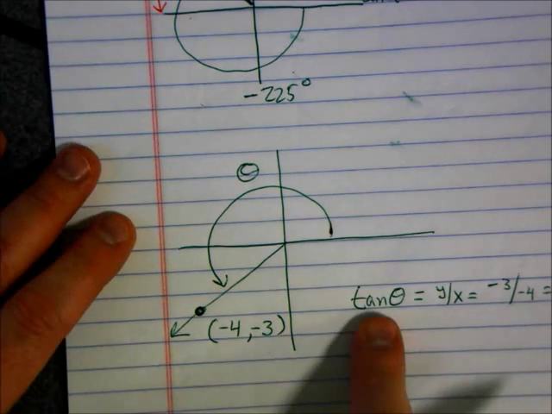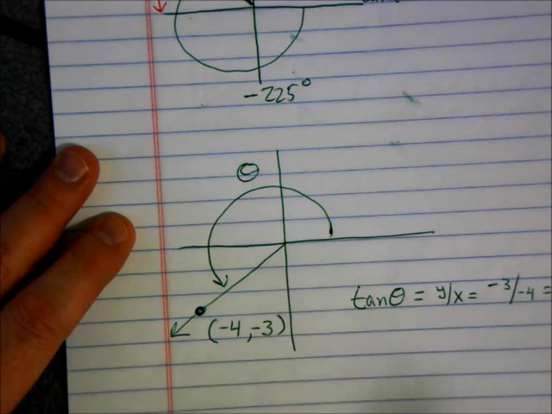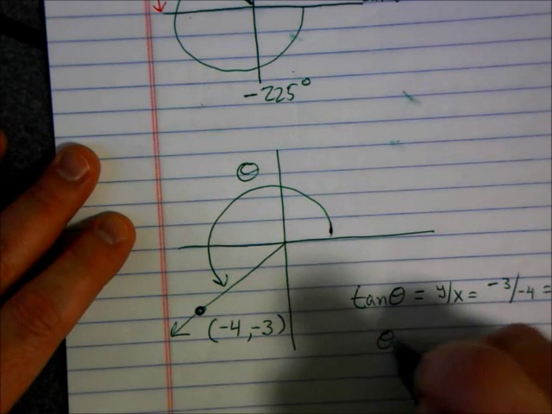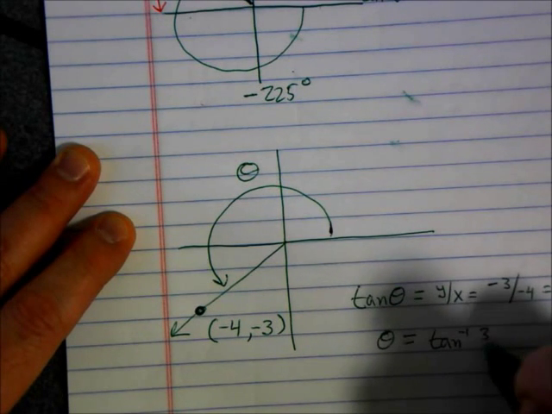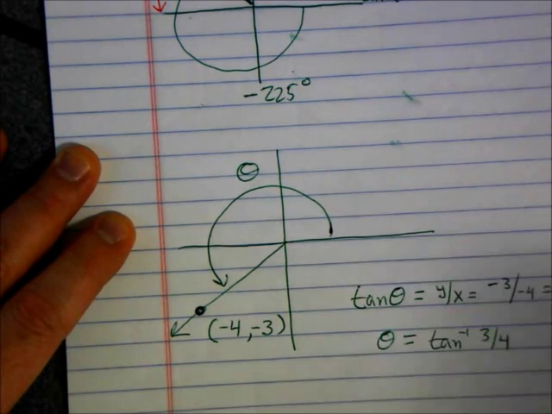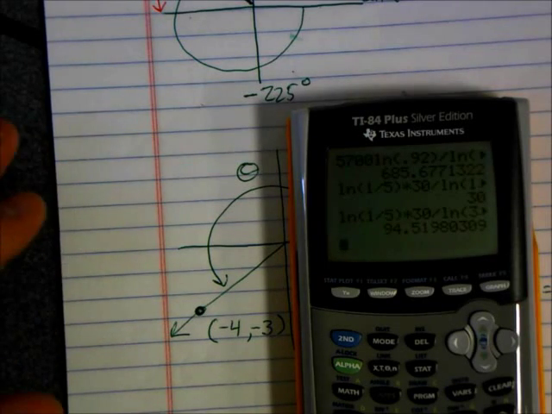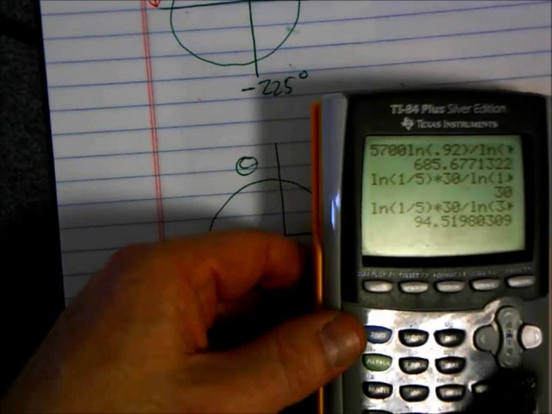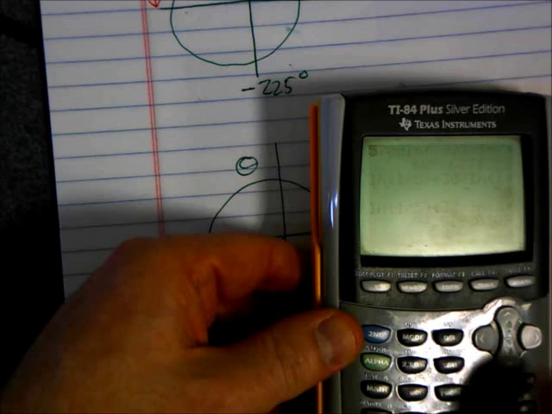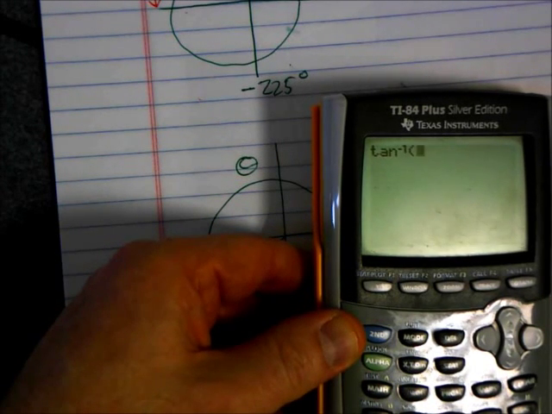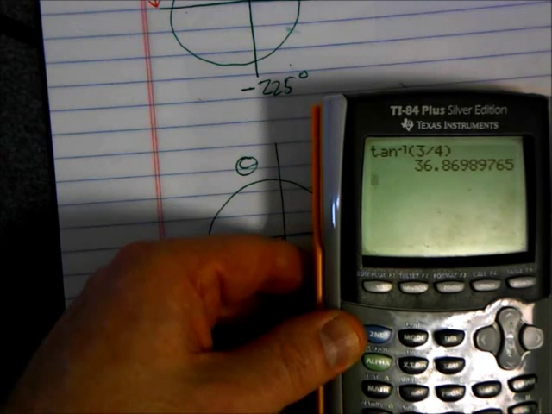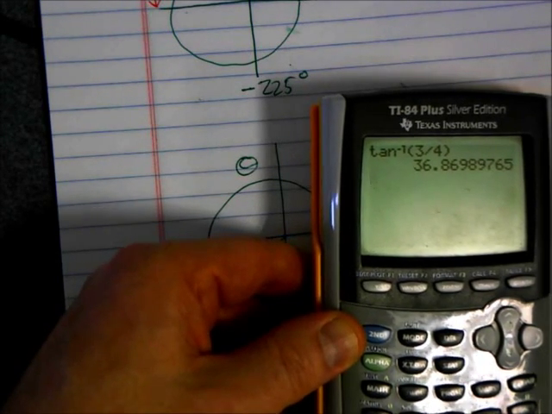How do I get rid of the tangent? Inverse tangent. So theta would be inverse tangent of 3/4. I'm going to grab my calculator and type in inverse tangent of 3/4. And my calculator says the answer is 36.9 degrees.